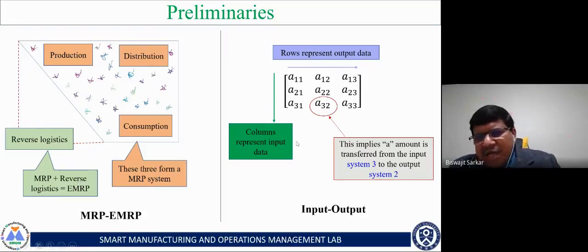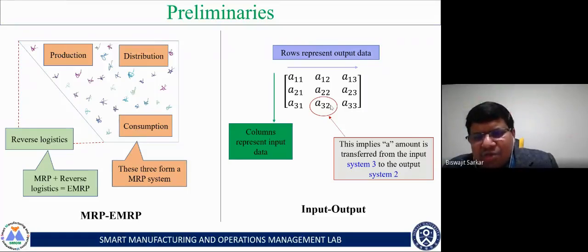Now that is the mathematics. Wherever I am saying that we do not use differential equations, we are trying to represent through matrix representation. What is that matrix representation? Just suppose this is the matrix. What does this A32 represent? This is the output data. It implies an amount transferred from the input system 3 to the output system 2. The first 3 indicates input, and the second 2 indicates output. But please be careful, this output doesn't mean that it is the final finished product. It is the input for the next machine.